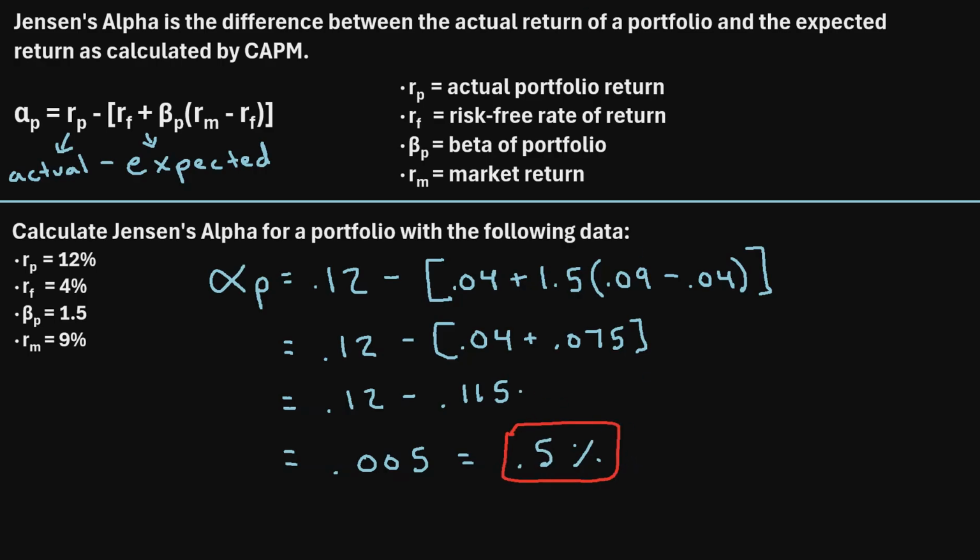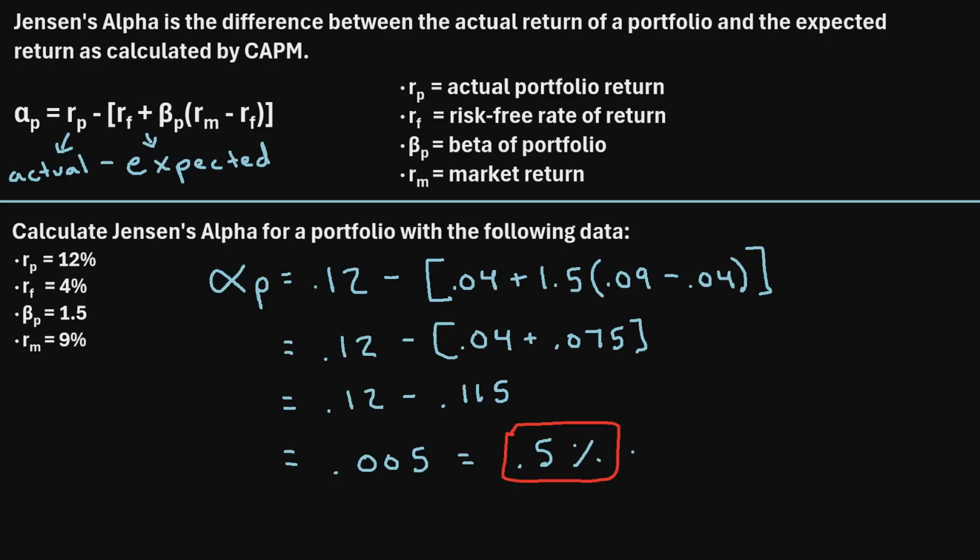Now all that means is, if we look at our formula, the actual return was 12%. The CAPM model, which was this whole quantity right here, predicted that the portfolio would return 11.5%. So the difference between the actual return and the expected return as calculated by CAPM was 0.5%. Because this value is greater than 0, that means that the portfolio manager has, quote, achieved alpha, which means they have outperformed what the expected portfolio return was.